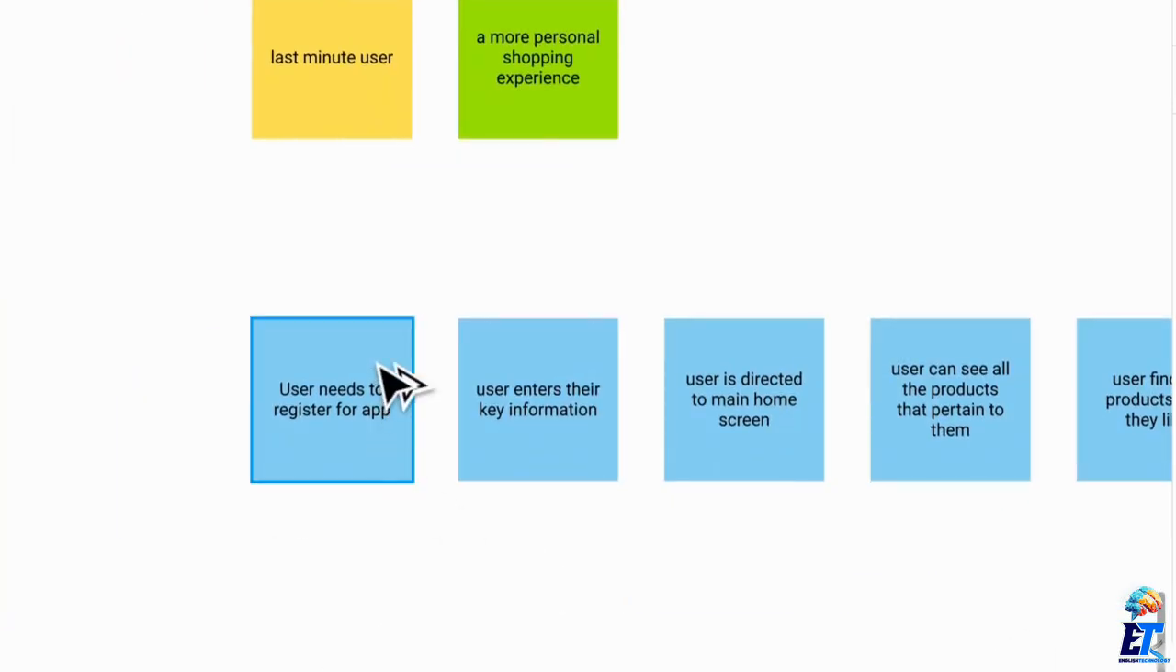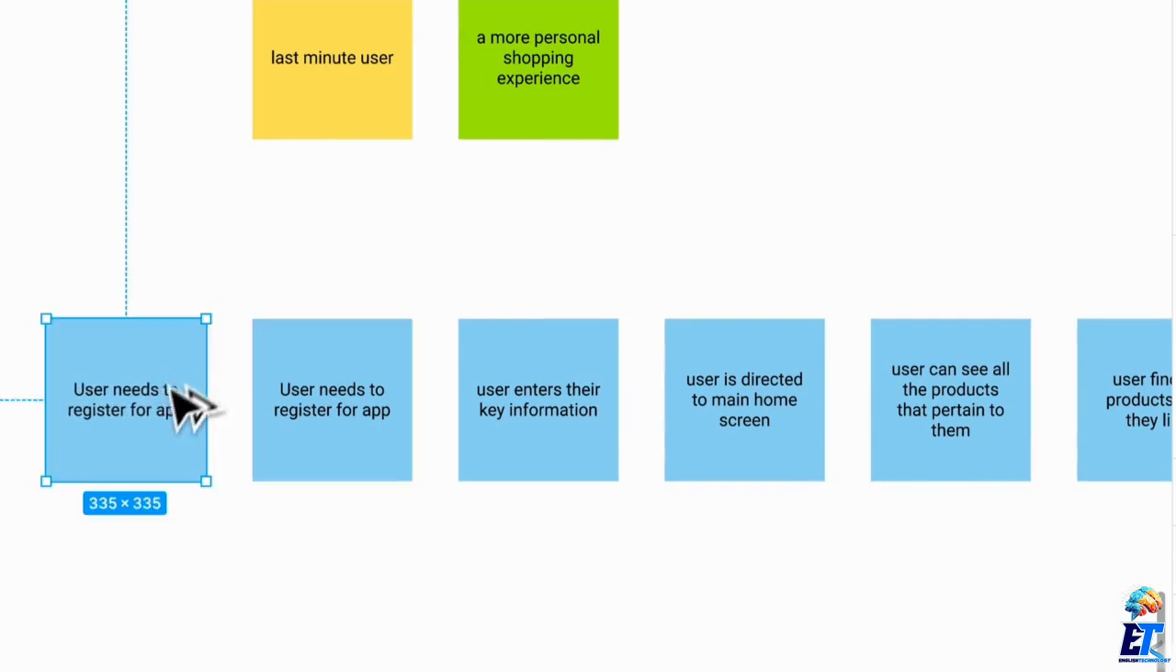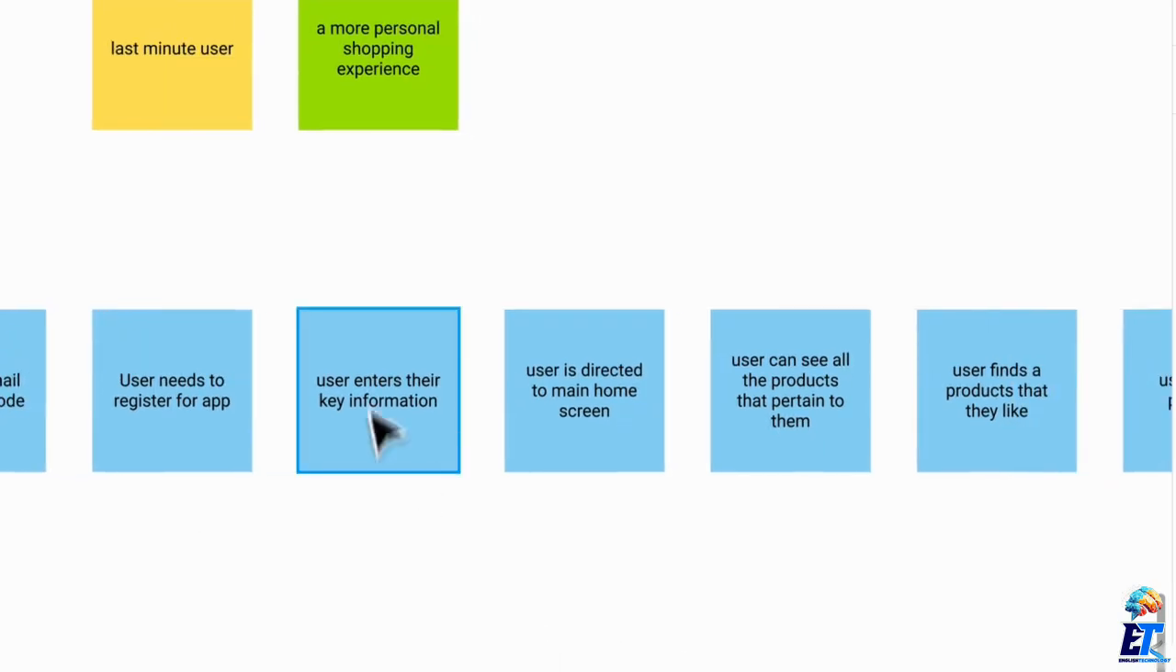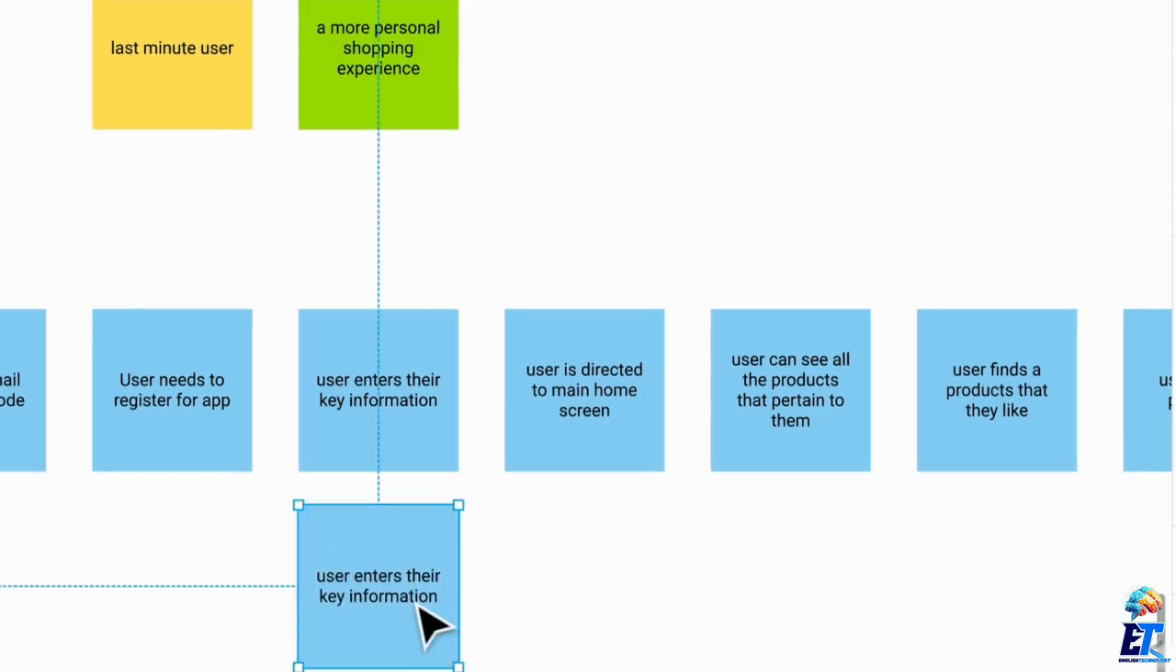Like I mentioned, what happens before user registers for the app? Like, how do we market to people? Receives email for promo code. Like, how do we hook people in? Enters the key information. This is where we may start breaking it down a little bit and think of what the different types of key information are that we really need to find here.